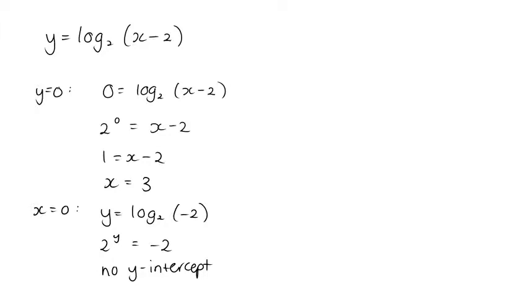Then next we need to find the asymptote. Now the asymptote is whatever makes the log of 0, because you can't have a log of 0. The reason you can't have a log of 0: if we had log base 2 of 0, take the 2 over, you get 0 equals 2 to the x. Is there any possible number for x where you get 0? 2 to the what equals 0? No.